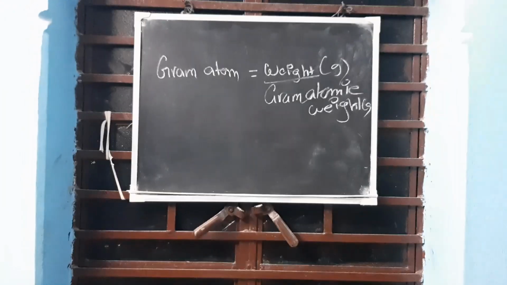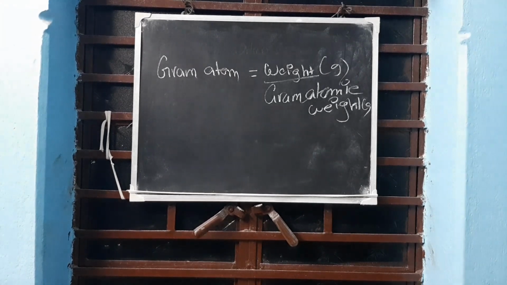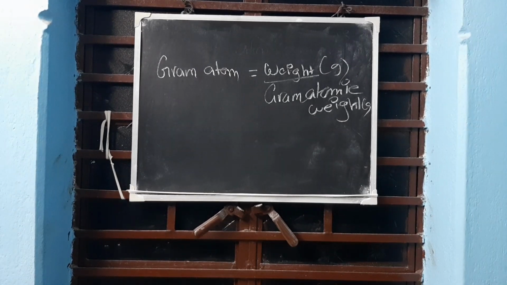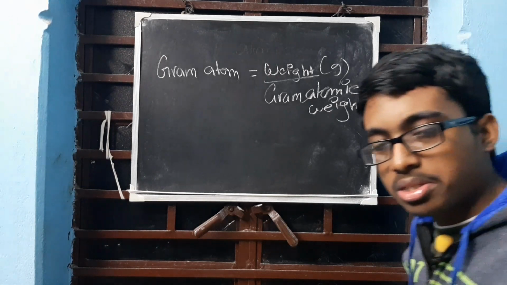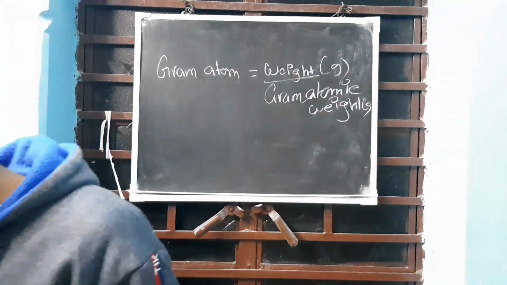Now if this is in gram, then this has to be in gram. Logically also you can find out. You cannot divide two terms that are not in the same unit. If two units are different, you cannot divide them. So your unit has to be the same. So here below is gram, and the numerator also has to be in gram. So weight in gram divided by gram atomic weight or gram atomic mass. Clear? Understood?